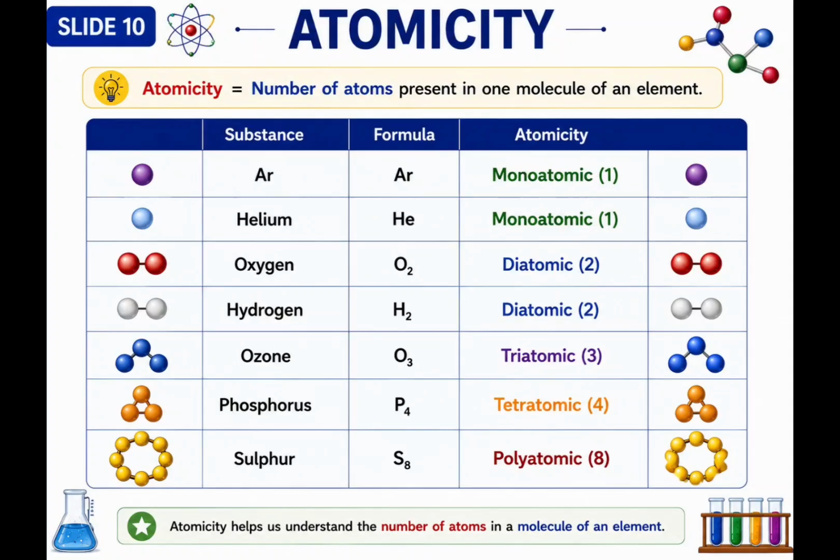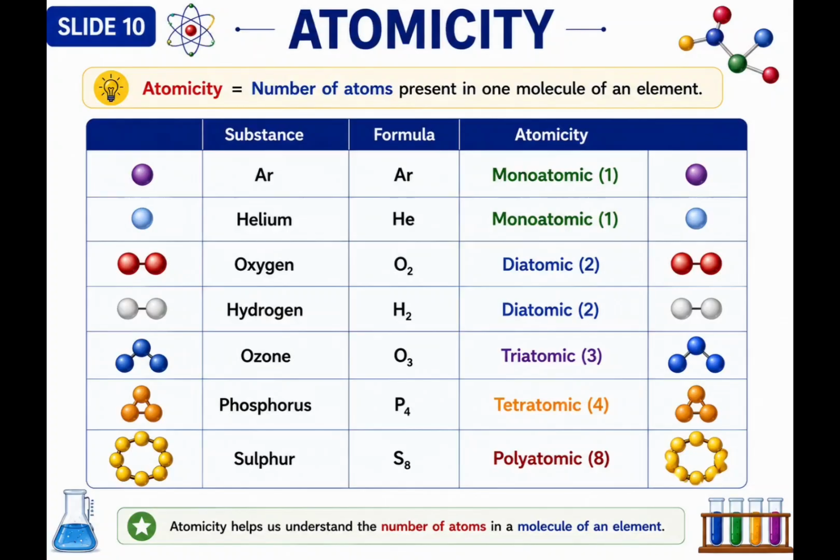Look at O2. How many oxygen atoms are there? 2. So its atomicity is 2. Look at O3. There are 3 oxygen atoms, so atomicity is 3. Similarly, He, helium, 1 atom; O2, 2 atoms; O3, 3 atoms; P4, 4 atoms; S8, 8 atoms. This number of atoms present in one molecule of an element is called atomicity.